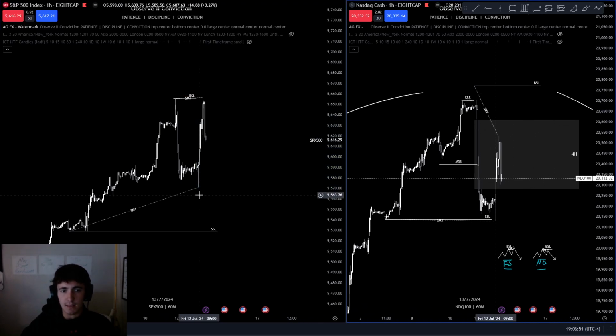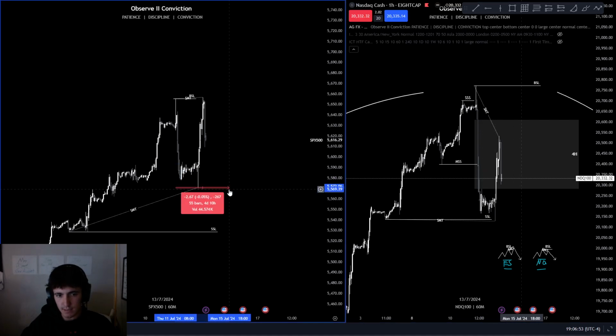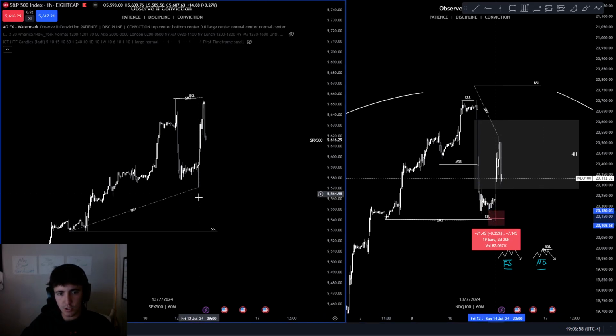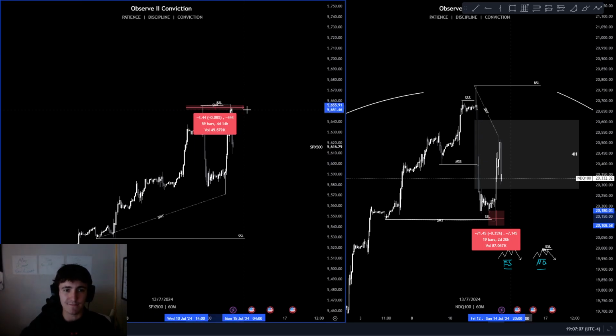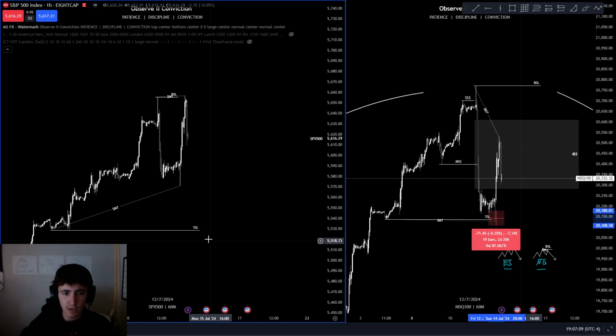Because look how much higher price is on ES or SPX when NASDAQ is taking these lows. There's a huge gap in price. So it only makes sense that ES or SPX is going to be able to get to these highs faster. The reason is because it didn't have to come down all this way.